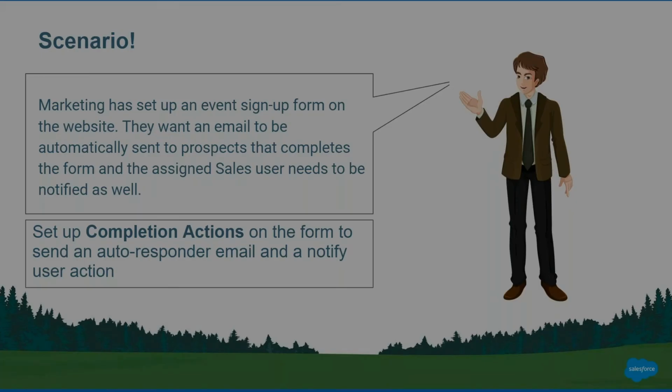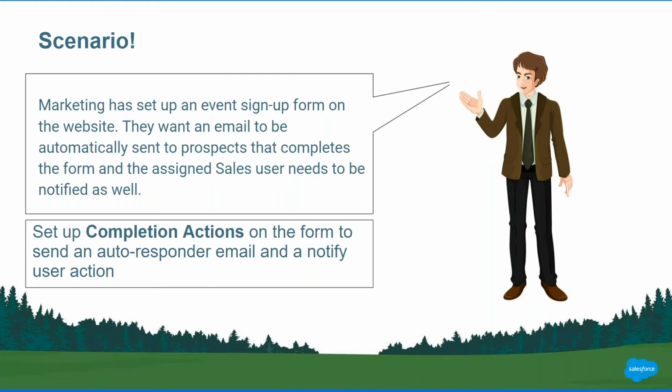Now, let's move on to other automation tools that we have. So this time, marketing has set up an event sign-up form on the website. The event sign-up form can be an existing form that you put in your form handler, or it can be a form that you created in Pardot and inserted into your website, or it can be a landing page that you've set up a form on.